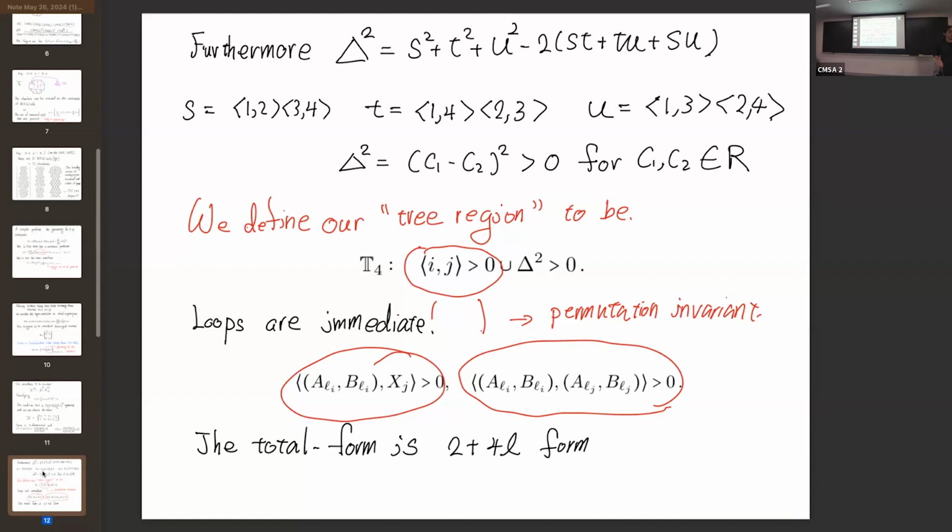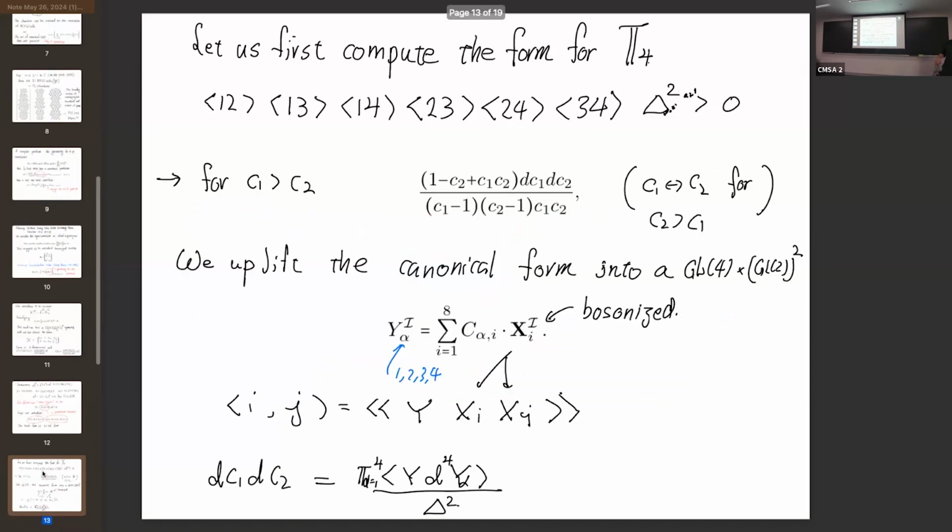And we're asking, okay, first of all, do we actually see that there's this chamber structure appearing, and what are the natures of these chambers, the chamber forms, and we can ask many questions. Okay, so first let's just compute the form. So the form for just the tree region, you can directly compute it.